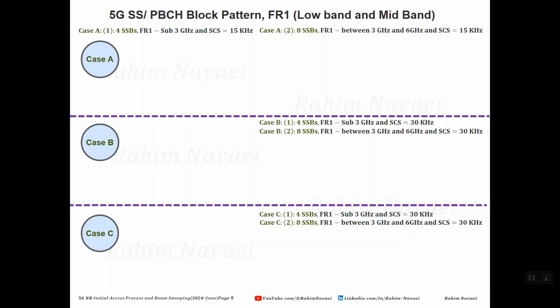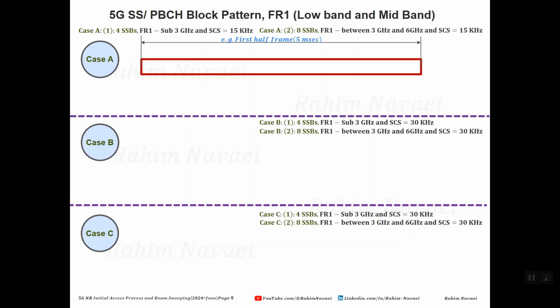Let's look at the position of synchronization signal blocks within a burst. As you know, an SSB burst is always confined within a 5 milliseconds time window, which is actually half of a radio frame. Therefore, the synchronization signal blocks can be transmitted within the first half frame or the second half frame. For simplicity, we consider the first half frame.